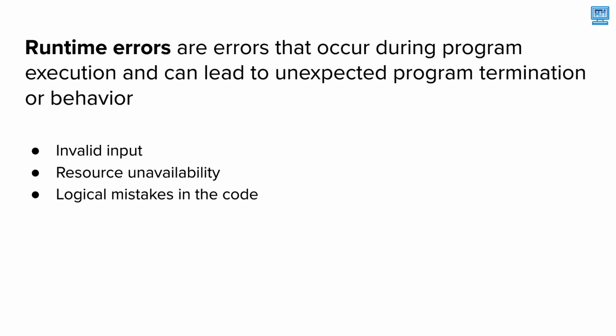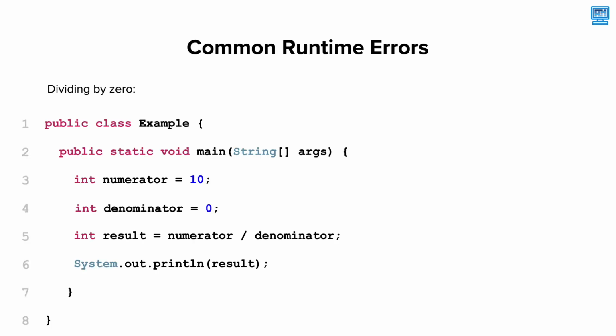Let's take a look at some example programs. In this first example, we have a program that is trying to divide a number by 0, but we know that that's not mathematically possible, and it will cause a runtime error.